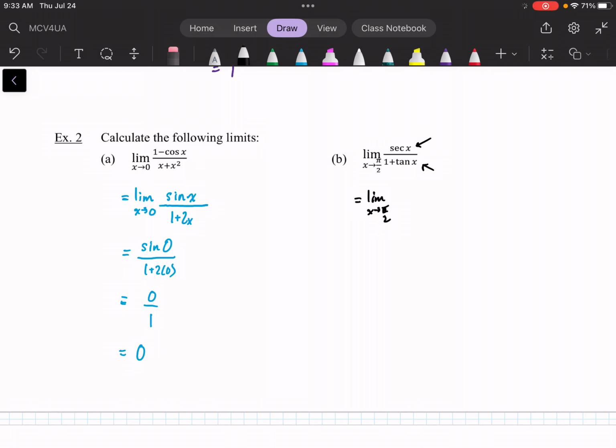Okay, so the derivative of secant x, you've got to remember this: secant x tan x. And the derivative of 1 plus tan x, I stated that wrong, the derivative of 1 plus tan x is secant squared x.